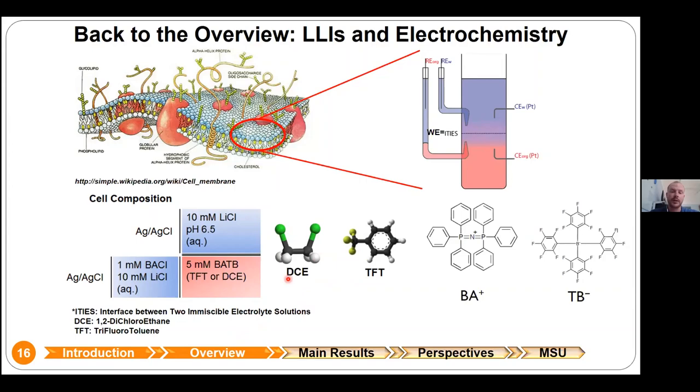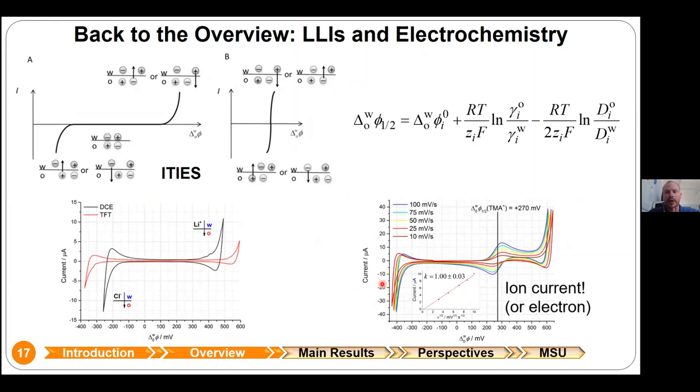I will not stop here for a long time, just to say that we observe such nice curves for a blank interface without anything except supporting electrolytes. And if we add, for example, TMA, tetramethyl ammonium ions, we observe increasing current. We observe a very nice peak for transfer from one phase to another one. It can be, again, either electron or ion. We cannot say in advance what that is.